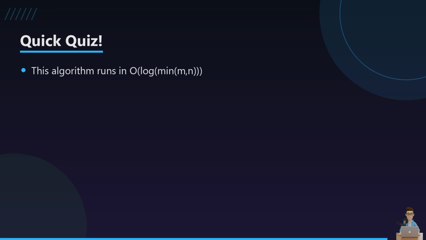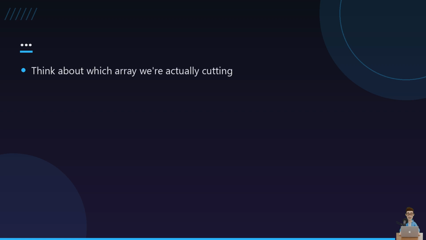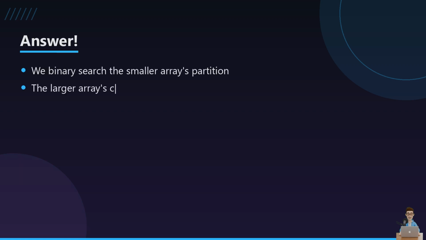Quick quiz. Our binary search runs in log of the smaller array size, not the combined size. Why do we search the smaller one? Pause and take a guess. Think about it for a second. We only binary search the smaller array, since the partition point in the larger one is calculated from it. Searching the bigger array would just waste steps.